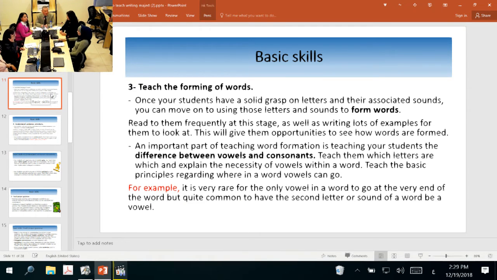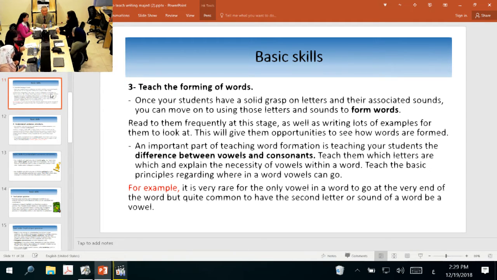After teaching the sounds, we move to teaching the forming of words. Okay. Now, once your students have a solid grasp of letters and their associated sounds, you can move on to using those letters and sounds to form a word.